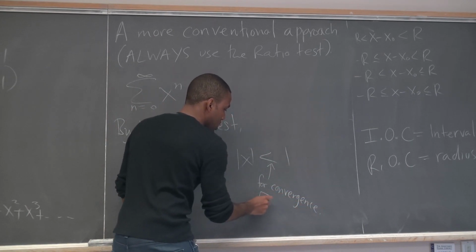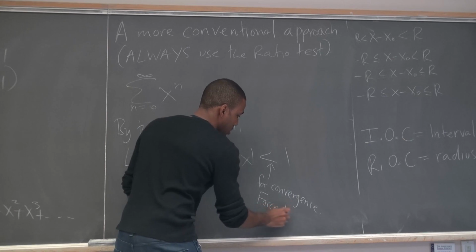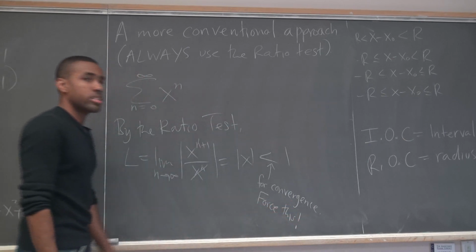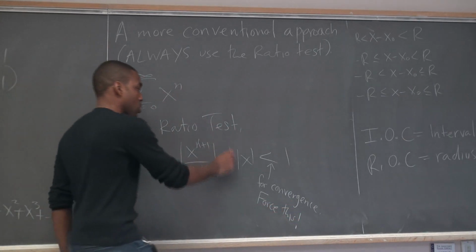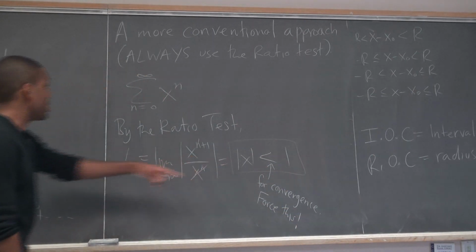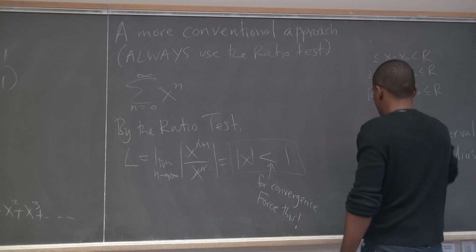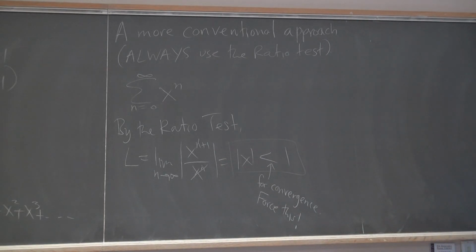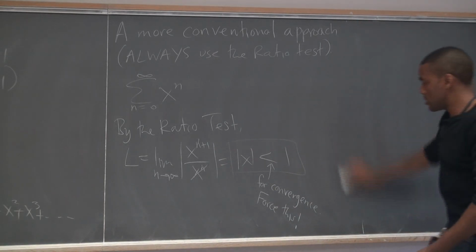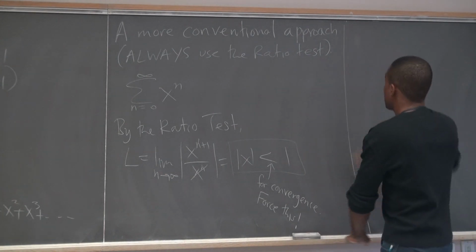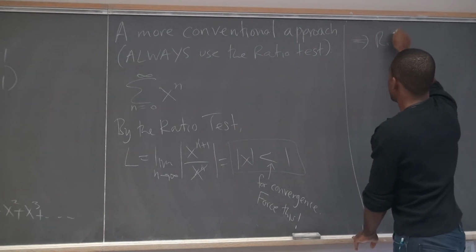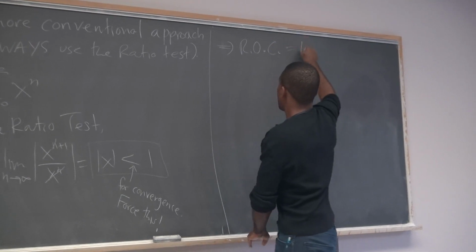Basically, we force this to happen. So I set it less than 1 by force, and it turns out, what is that? That tells me exactly the interval of convergence that we knew from the geometric series. It coincides with the conclusion of the ratio test here. So this means my radius of convergence is 1.